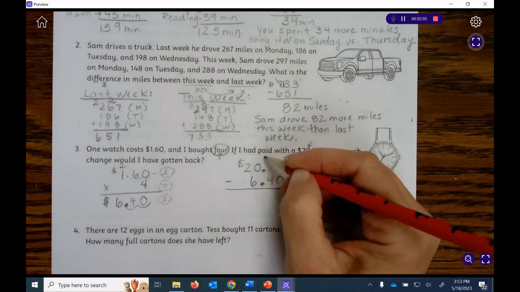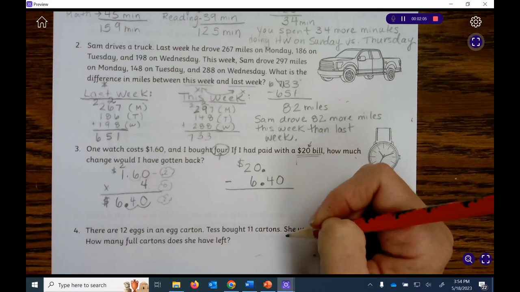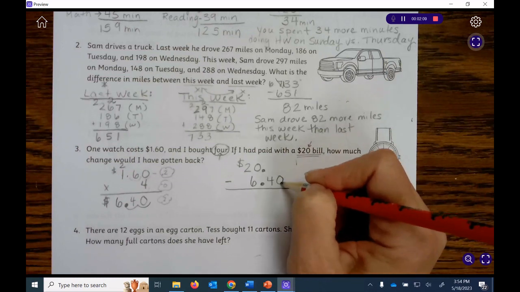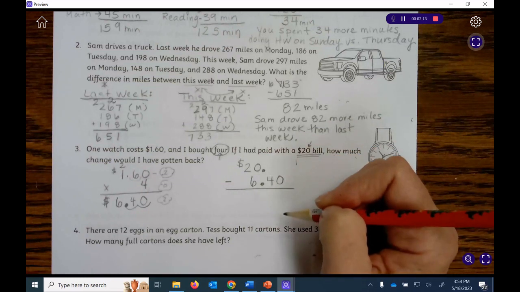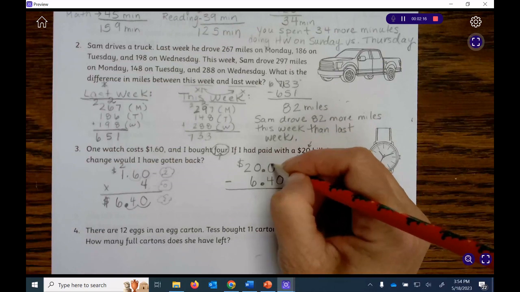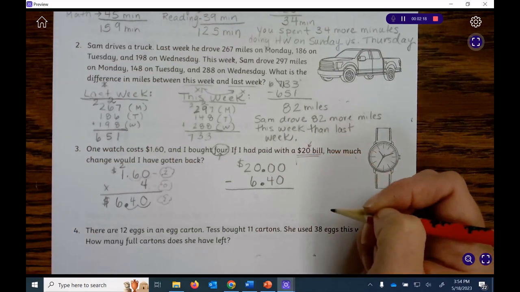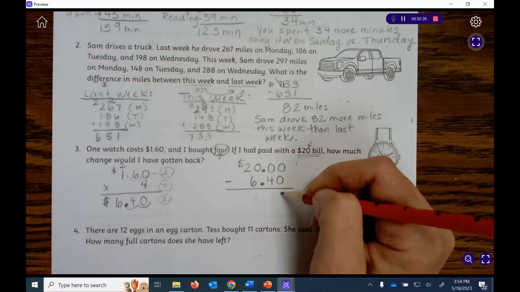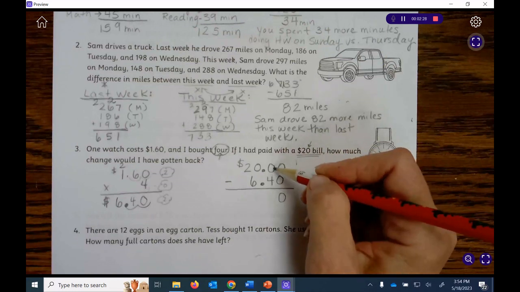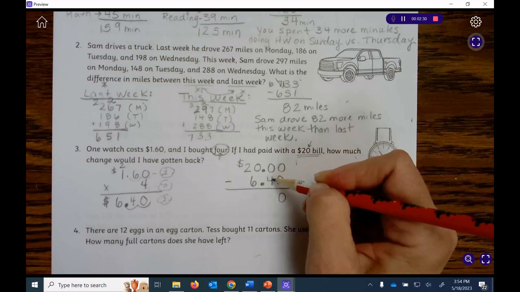After I line up my decimal points, I need to fill up with any missing decimal places. My lower number has 2 decimal places, so my top number also has to have 2 decimal places. I can put zeros here, and that will not change the value of the $20. Now, I can have 0 and take away 0, and that's just 0. But I cannot have 0 and take away 4.